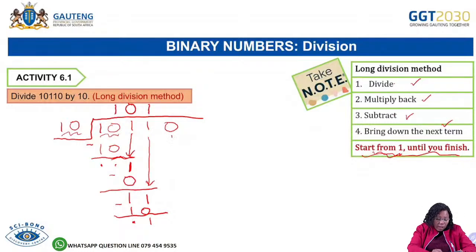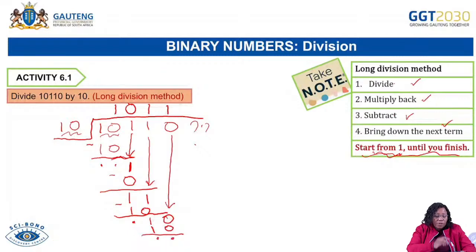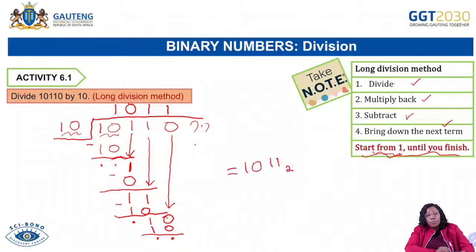And then we bring down, start again, bring down the next term, it's a 0. You start dividing 1 0 into 1 0, 1. 1 times 1 0 is 1 0. And then you subtract, 0 minus 0 is 0, 1 minus 1 is a 0. Can you see now we don't have any number to bring down anymore? Therefore, this one will be your solution now. That means the division of this will be equal to 1 0 1 1 base 2.